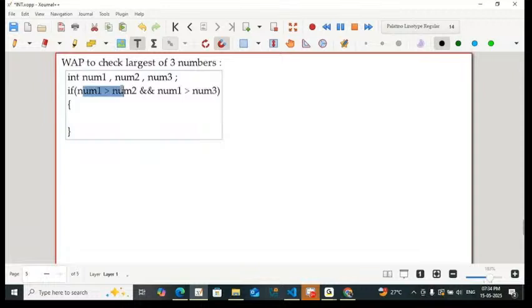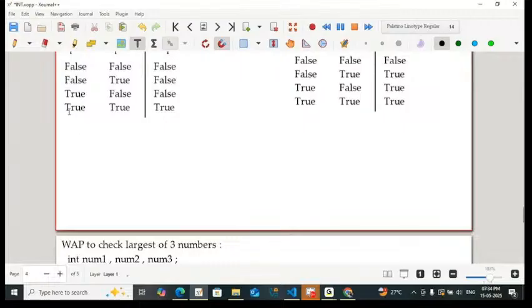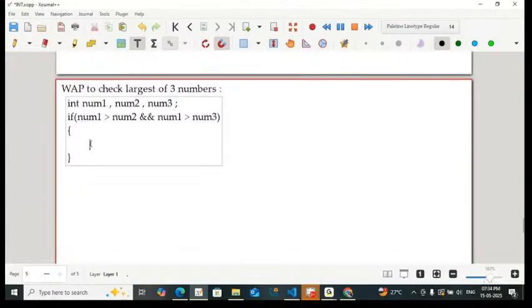Okay. I have to check for both the conditions. First one should be true. Second one should also be true. So true and true will be true. So you will get the result whatever you have written inside this if condition. Okay. So here in case of the if condition, I am going to add one printf saying num1 is largest. Okay. So I am going to say num1 is largest like this.